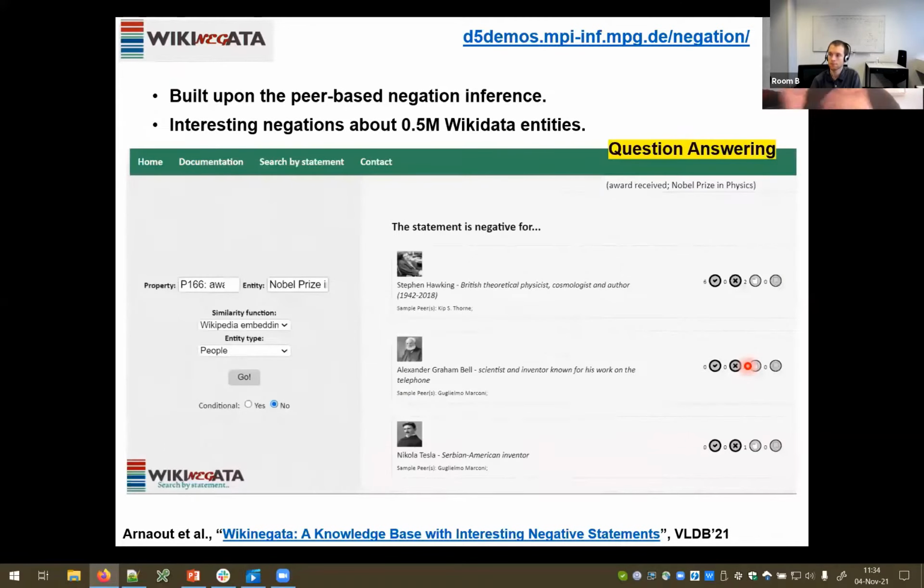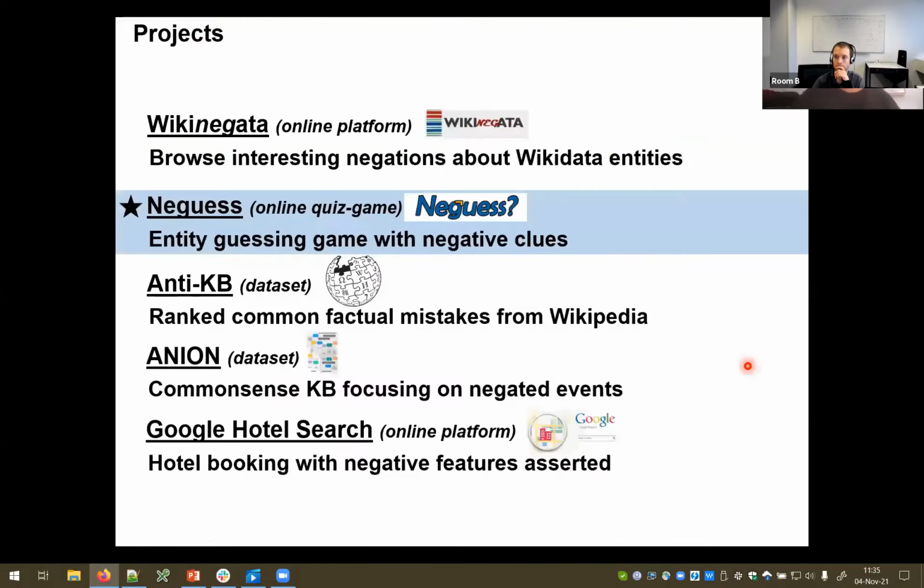In the same tool, you have another interface where you can ask your query in a different way. Instead of the entity being your input, you can do question answering using triple patterns. So you can say, give me entities that did not win the Nobel Prize in Physics. And instead of receiving random entities that this statement does not apply to, you would get actually interesting physicists who did not win the Nobel Prize in Physics.